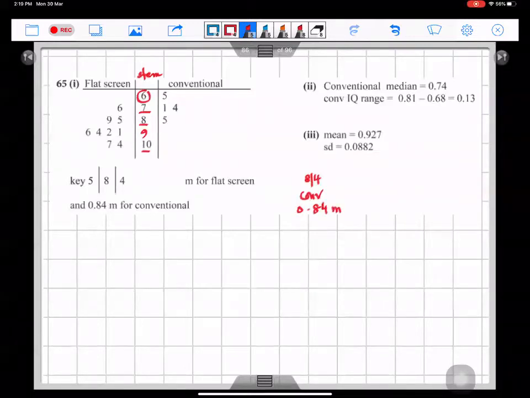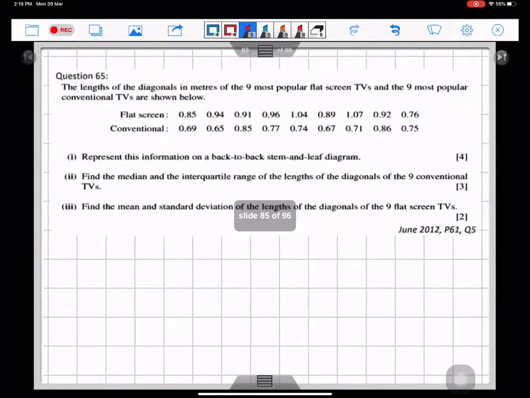And for the other one, 5/8. Yeah, let me choose something else. 6/7. So 6/7 means 0.76 meters. This is for flat screen. And what else is it asking? The other things are pretty basic. Find the median and interquartile range without drawing a stem and leaf diagram. Of course, you know how to get it from the raw data. And find the mean and standard deviation.